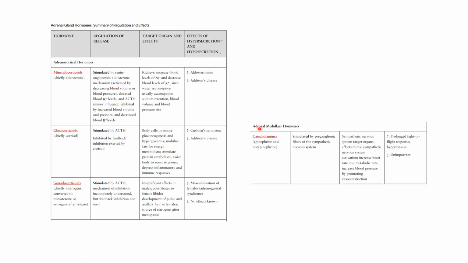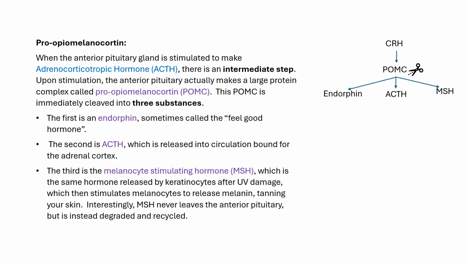This is from your Pearson e-text, and it gives you a summary of mineralocorticoids, glucocorticoids, and gonadocorticoids, and how they are regulated, what the target organs are, and what the effect of hypersecretion and hyposecretion is. And then this is the adrenal medulla. We will go over the adrenal medulla after this slide, so you can see the summary from here. Now let me move ahead. All right, so before we go to the adrenal medulla, this is from your lab manual. You can go over it. Let me just give you the summary.